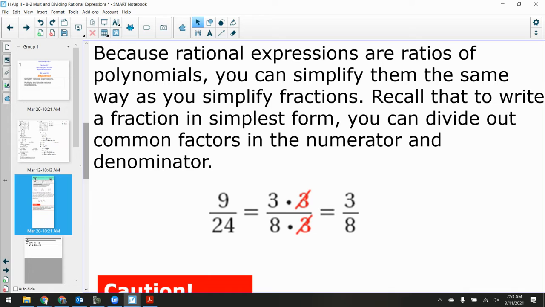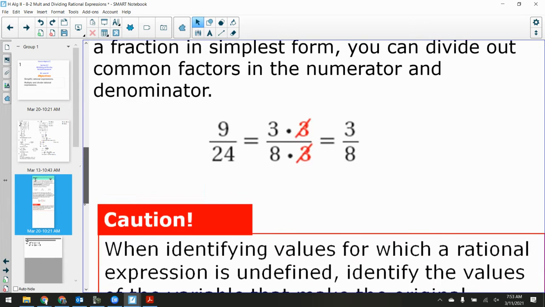Once I got it reduced down to its prime factorization, I saw a common factor of 3 in both the numerator and denominator that could cancel out. And that's why we think about dividing out a 3, canceling out a common factor of a 3.